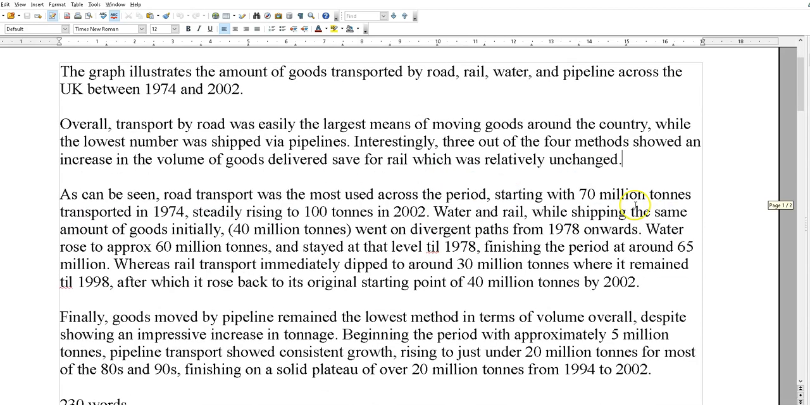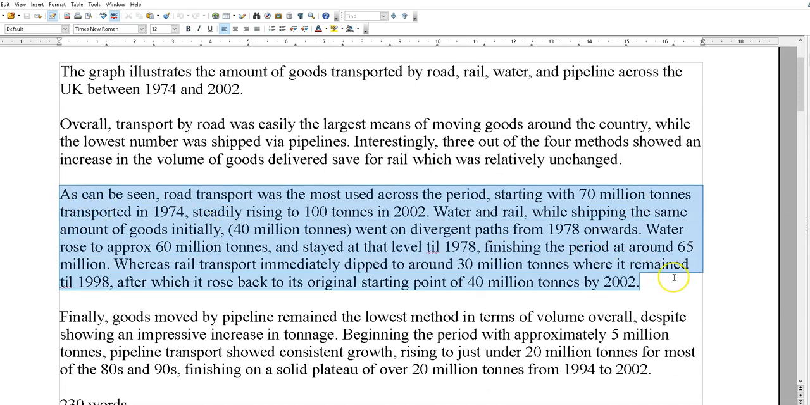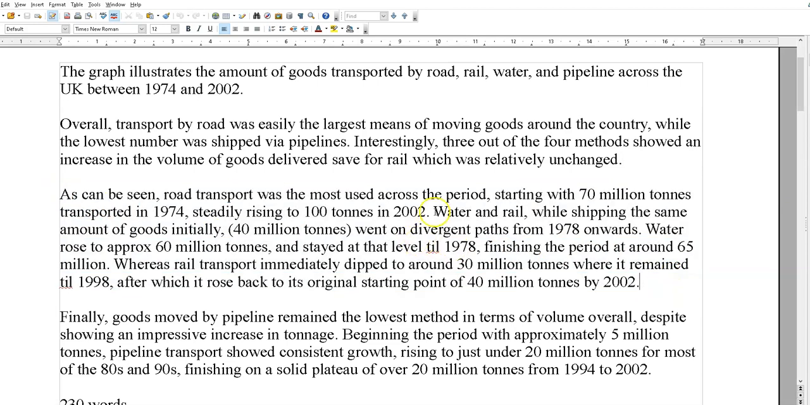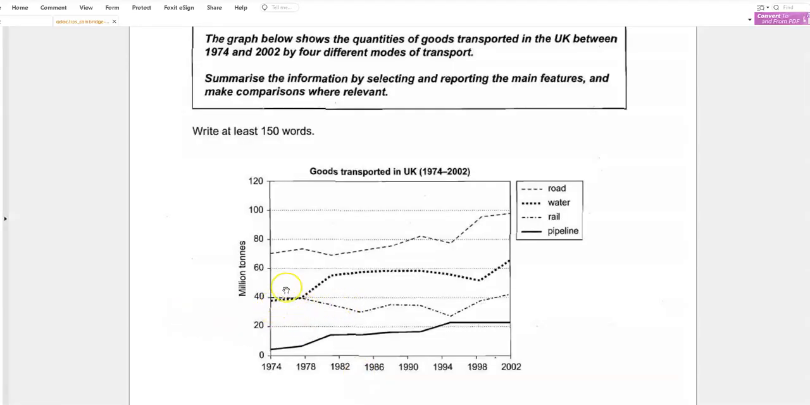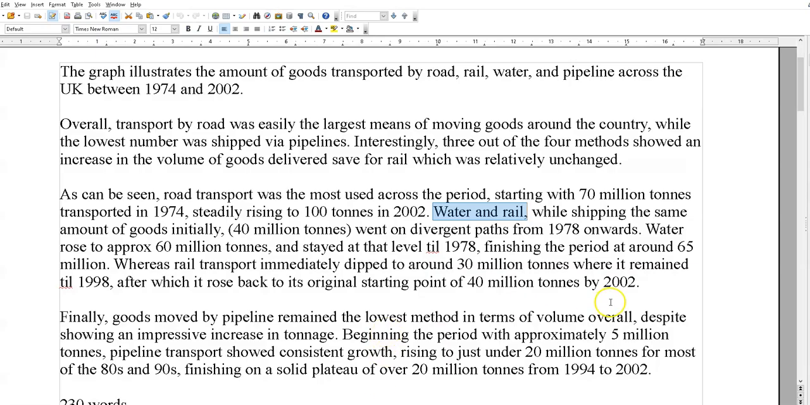That's it, pretty straightforward. So what I did here was road, water and rail, making comparisons between water and rail, because we can compare them here. You've got road, not much to compare that with, but we can compare water and rail because they started at a similar point of tonnage, and then in 1978 a bit of a variance. One rose and the other fluctuated before coming back to its original starting point.